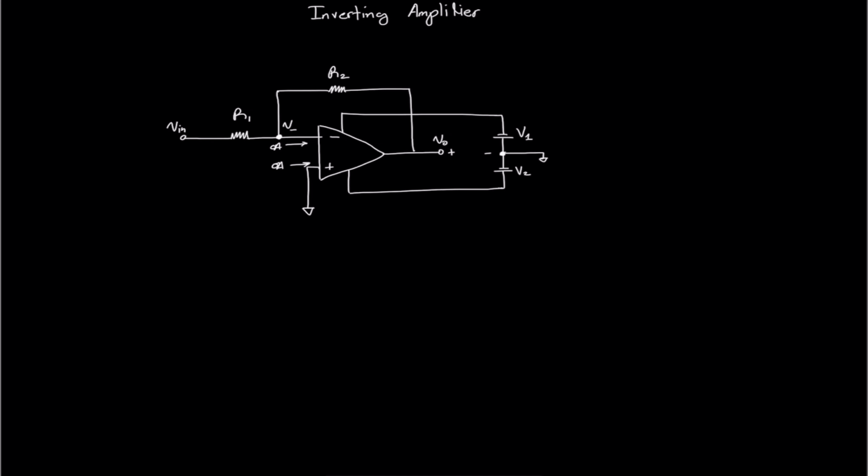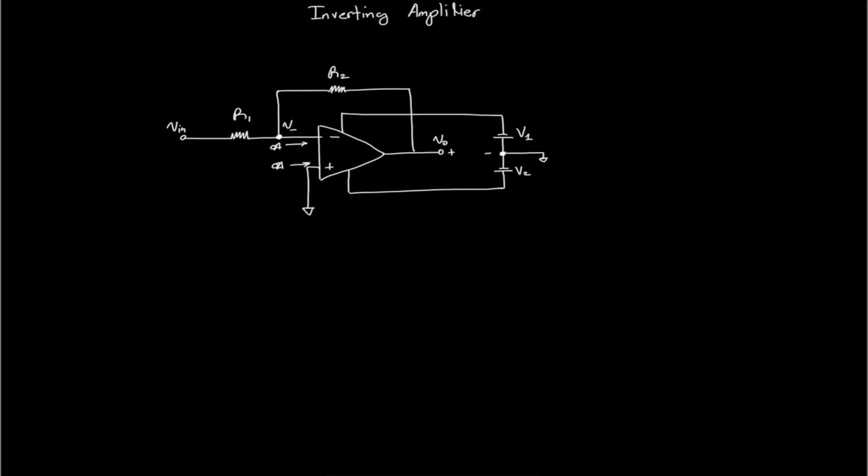So in our case, our voltage signal goes into R1. The non-inverting had the signal applied into the positive. In this case, the voltage signal is applied to R1, then we ground the V positive. And the R2 resistor, which connects V out to V minus, provides the negative feedback for our inverting amplifier.